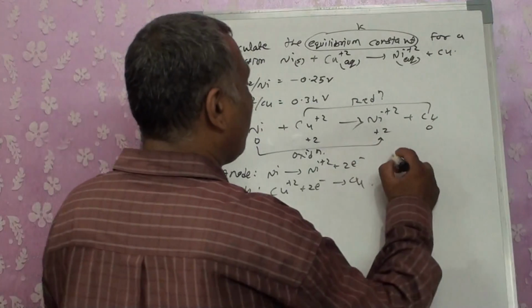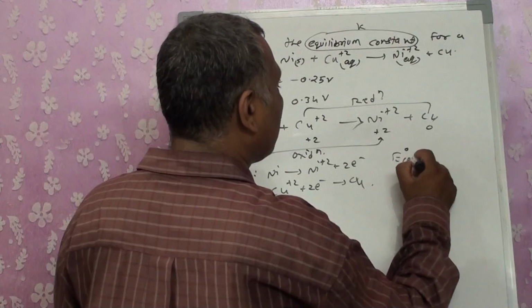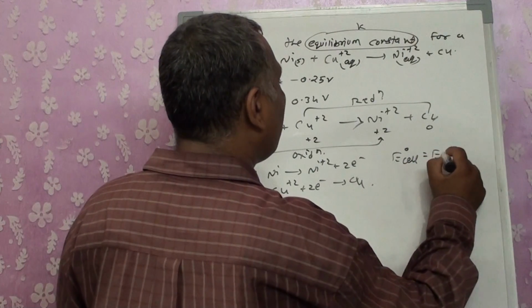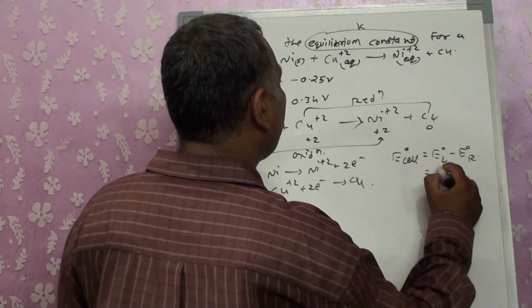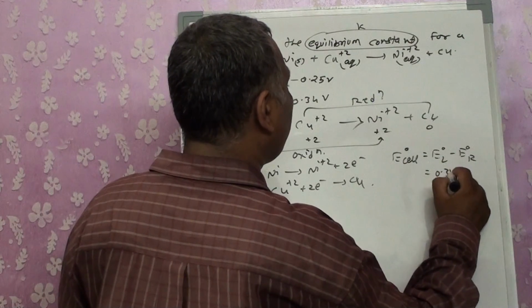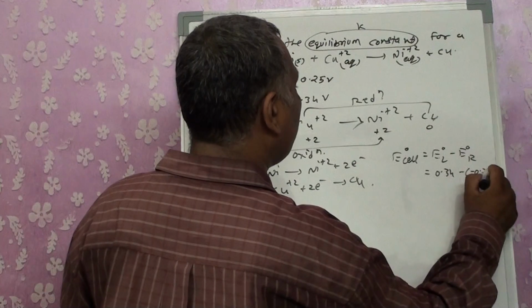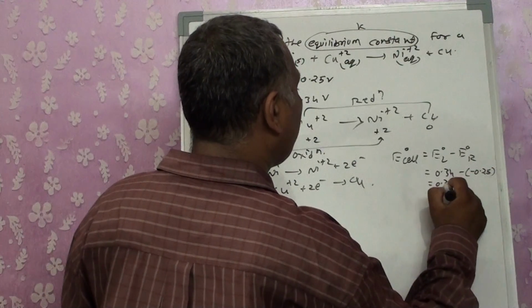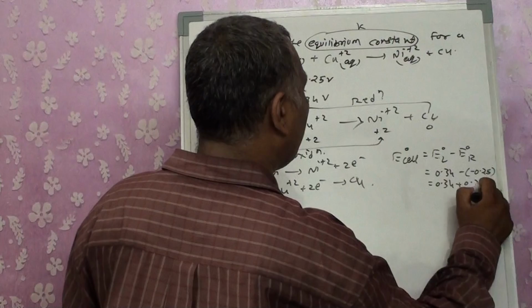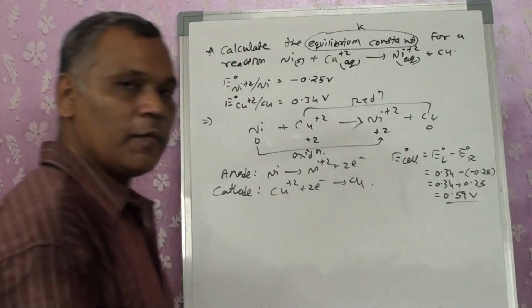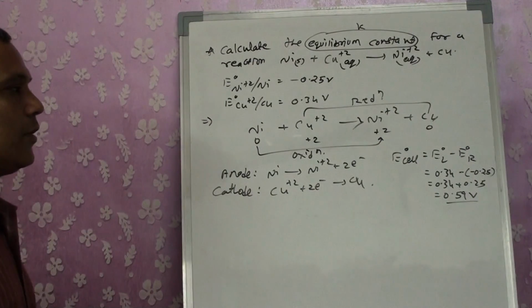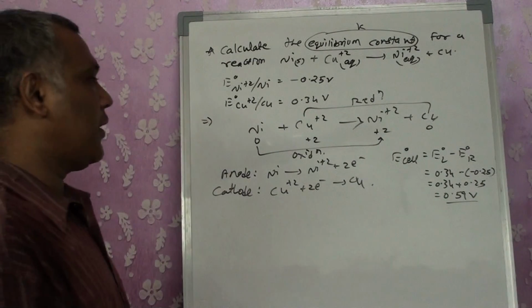On the basis of it, it becomes easier to calculate E naught cell: E of right minus E of left. So we get 0.34 minus minus 0.25, that is 0.34 plus 0.25, which is 0.59 volt. So we got E naught cell as 0.59 volt.